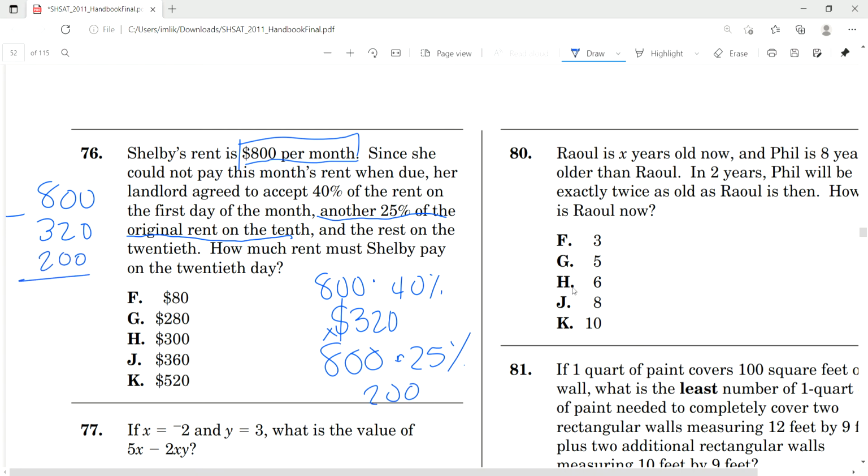We don't know how much she pays on the 20th day, but she has to pay whatever is left over. So we can just solve this subtraction. We can do 800 minus 320 minus 200, which is equal to $280. So she has to pay $280 on the 20th day. That was the last problem.